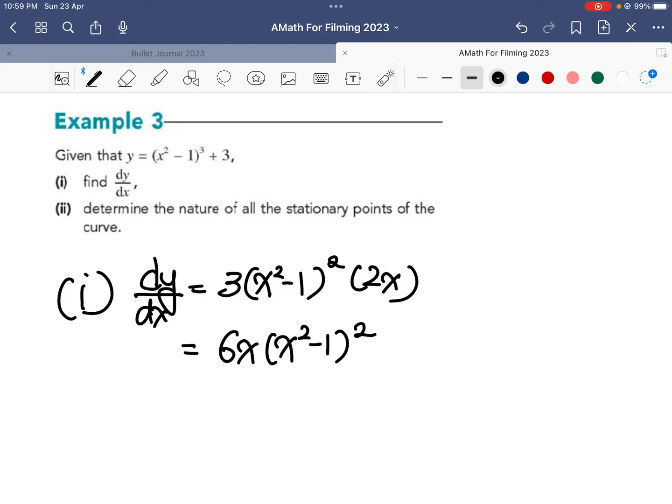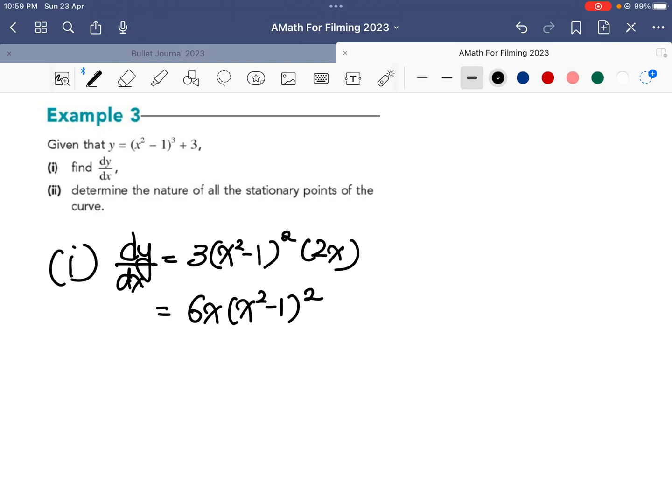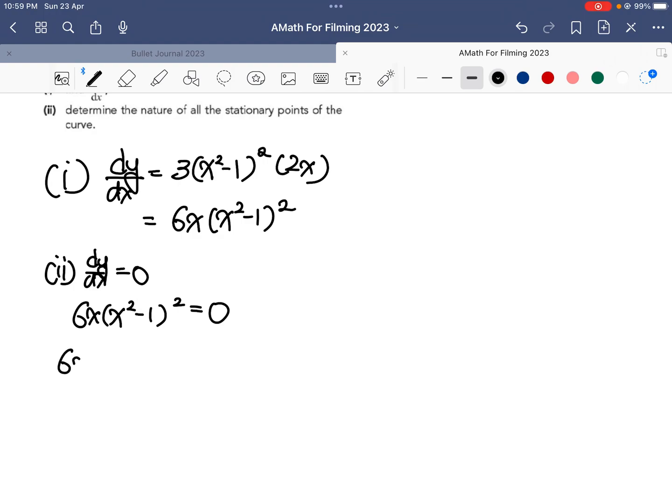Now, determine the nature of all the stationary points of the curve. So now what I need to do is to actually find the stationary points. At stationary points, I know that dy/dx equals 0. So 6x(x² − 1)² equals 0. If I solve, 6x equals 0 or x² − 1 equals 0. Hence, x equals 0, x² equals 1, so x equals 1 or −1.